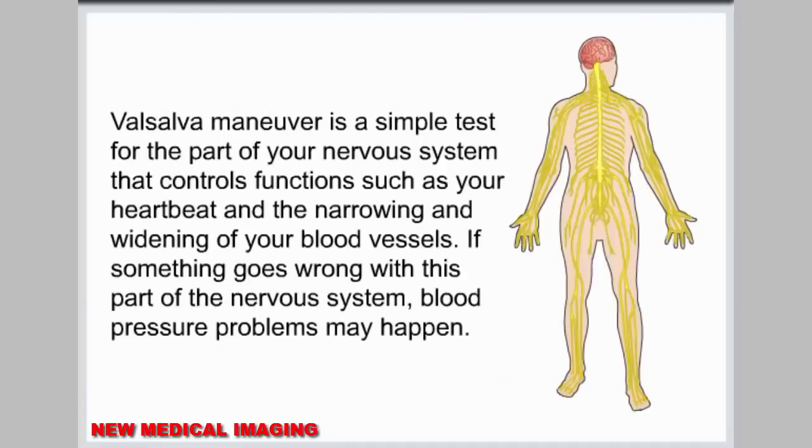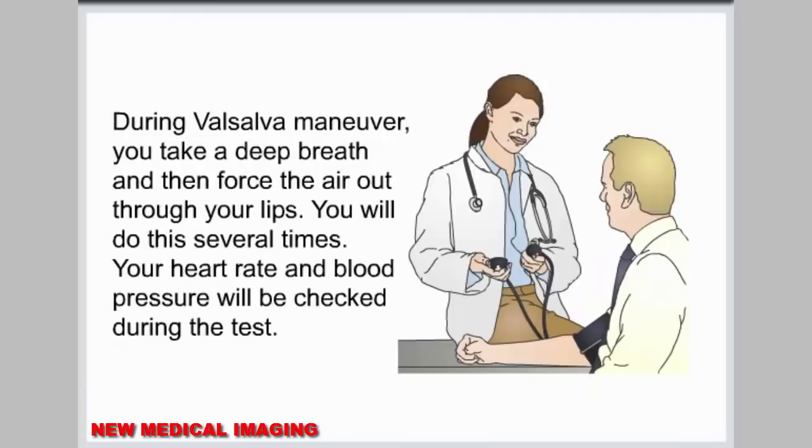Valsalva maneuver is a simple test for the part of your nervous system that controls functions such as your heartbeat and the narrowing and widening of your blood vessels. If something goes wrong with this part of the nervous system, blood pressure problems may happen. During Valsalva maneuver, you take a deep breath and then force the air out through your lips. You will do this several times. Your heart rate and blood pressure will be checked during the test.